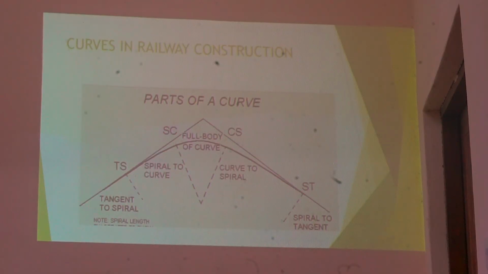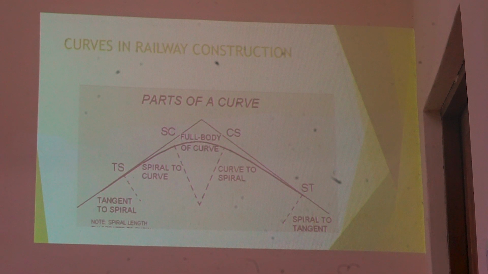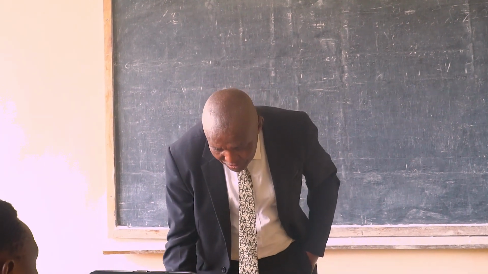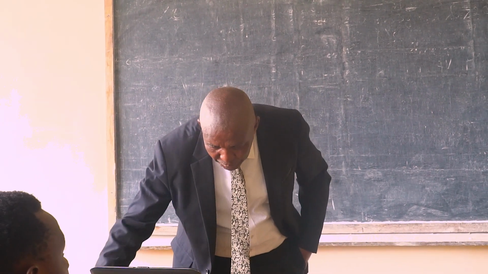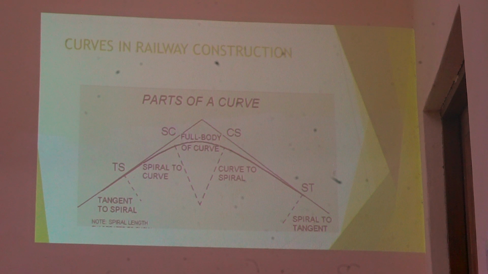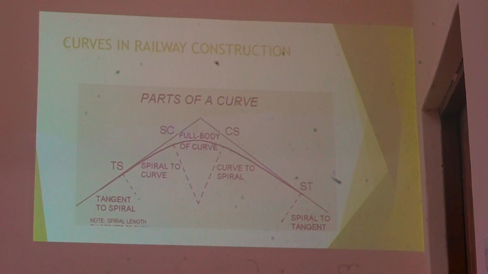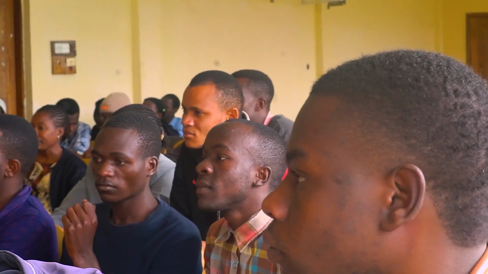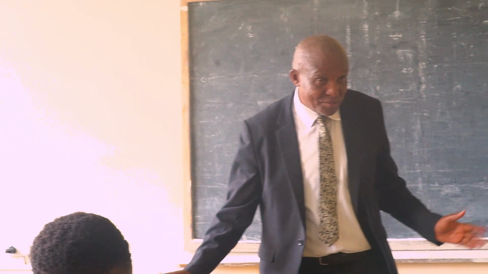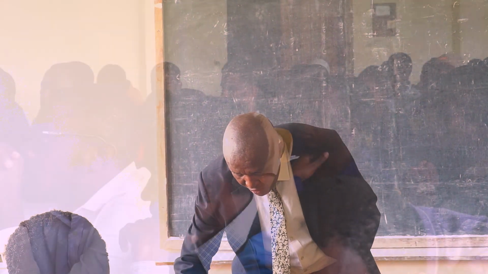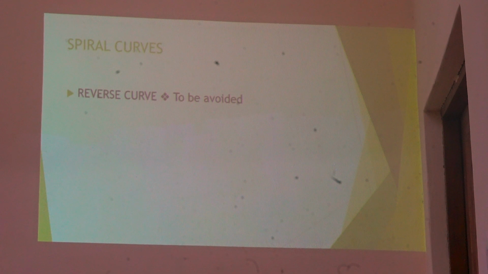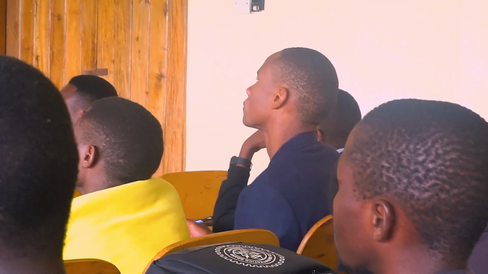So those are the parts of a railway curve. You can see it is similar to the road, isn't it? Yes. We have the tangent spiral, spiral circular, circular spiral, and spiral tangent. We have spirals on the two sides and the circular curve in the middle. They are not different, so it will not be difficult for you to learn. So I've said that the reverse case should be avoided when you are constructing a railway.